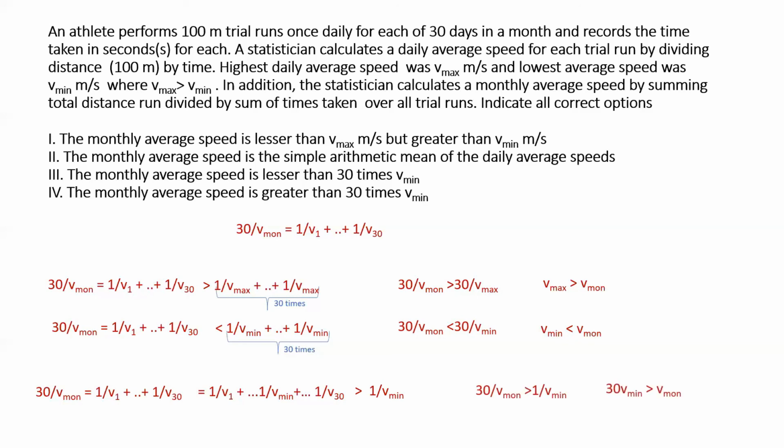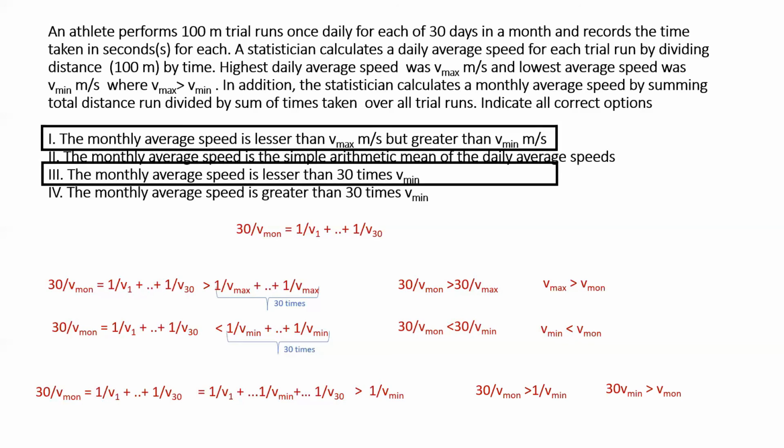And now if we do some manipulation, we can easily show that 30 times Vmean should be greater than Vmon, or in other words, Vmon should be less than 30 times Vmean. So the option number 3 seems to be correct. So if we have to pick all the correct options here, option number 1 and option number 3 are the correct choices.